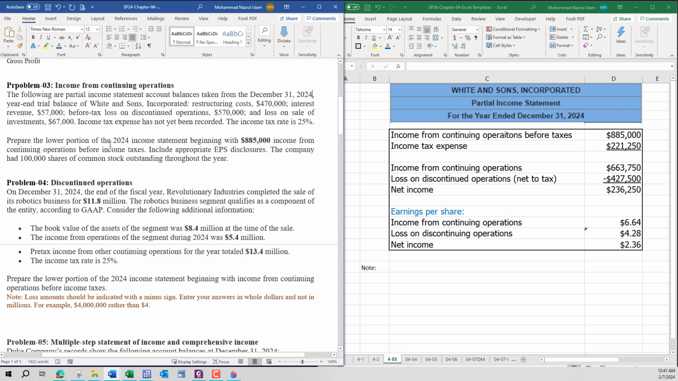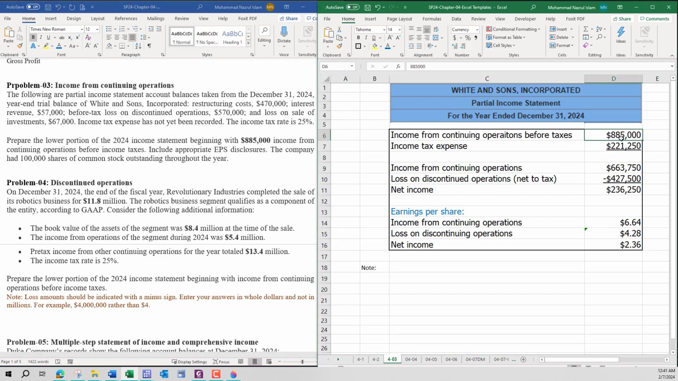So prepare the lower part of the income statement beginning with 885,000 income from continuing operations before taxes, and we need to include the earnings per share disclosures. The company had 100,000 shares of common stock outstanding. So to do that, let's start with income from continuing operations before taxes.